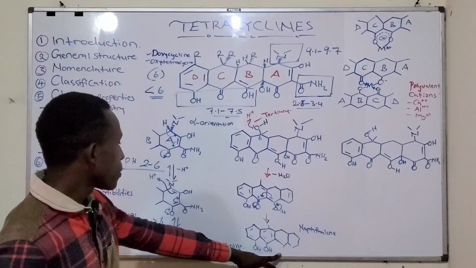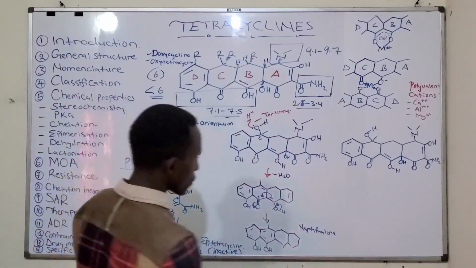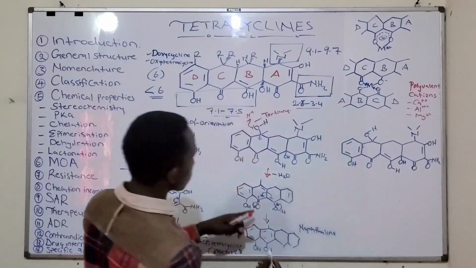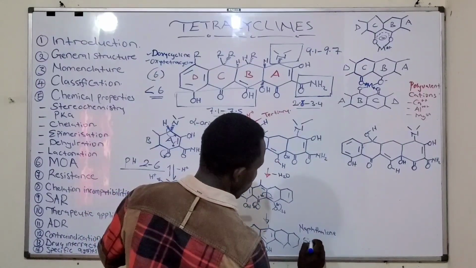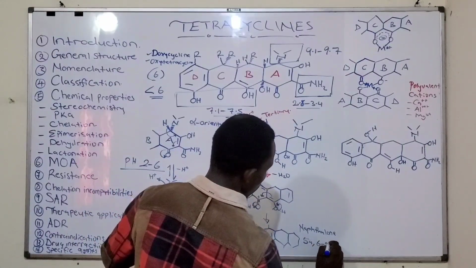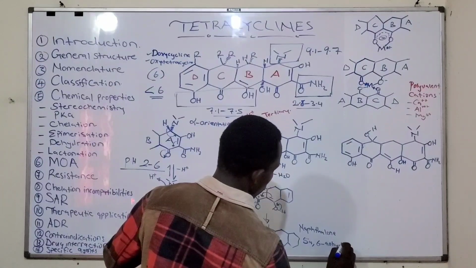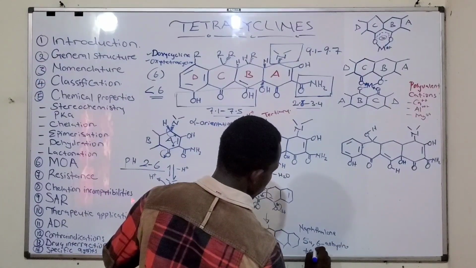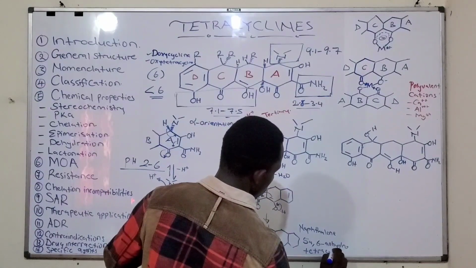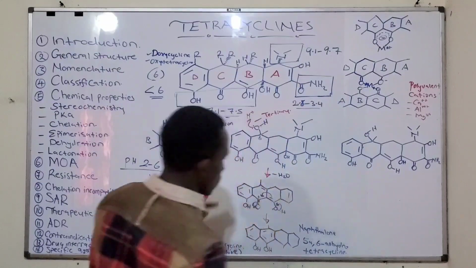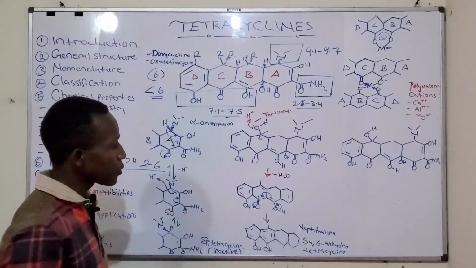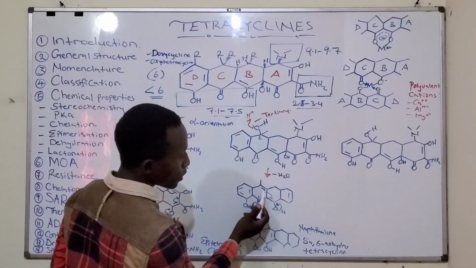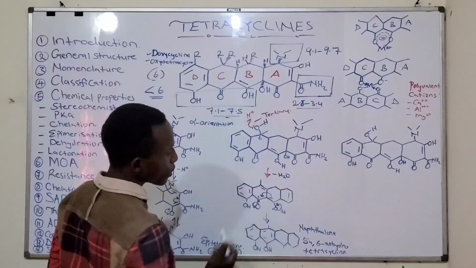So this product is called, it's at position 5A and 6. So it will be 5A, 6, anhydrotetracycline. So it is 5A, 6, anhydrotetracycline, because here we have lost hydrogen, so we have formed a bond here.